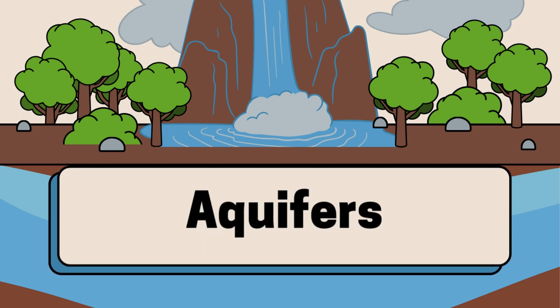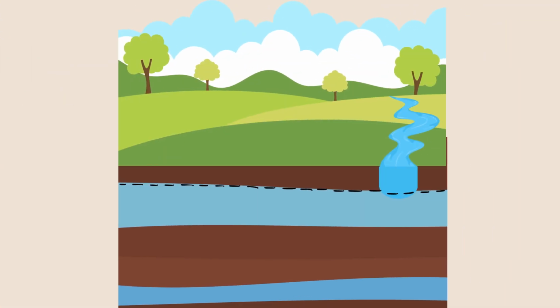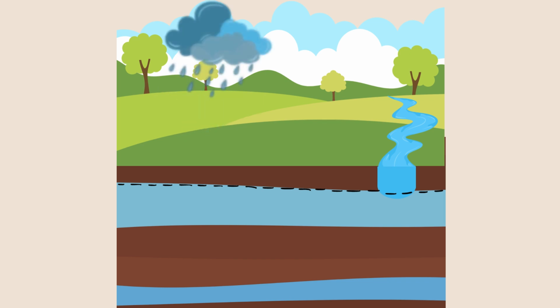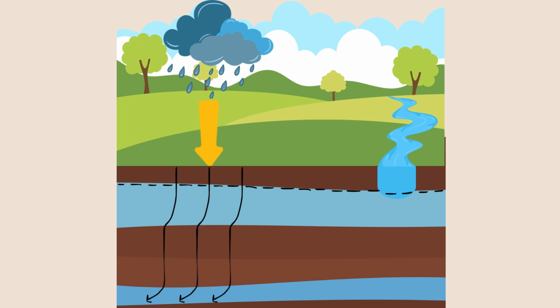Aquifers are areas of underground water storage where water seeps through the ground and settles in the spaces between rock. The recharge zone is simply the area where water enters and refills an aquifer. When it rains, water may infiltrate into the ground and occupy the space between soil and rock particles.